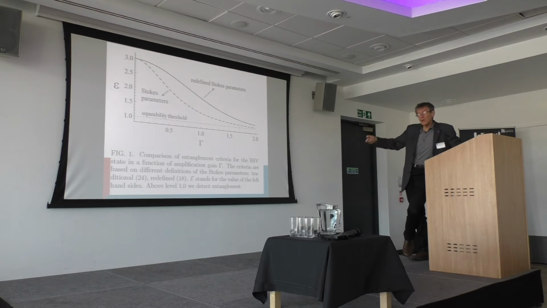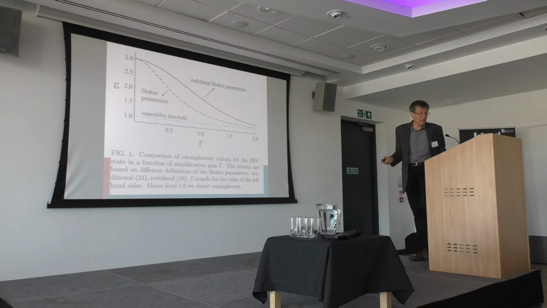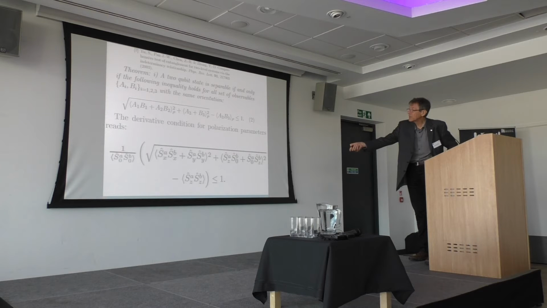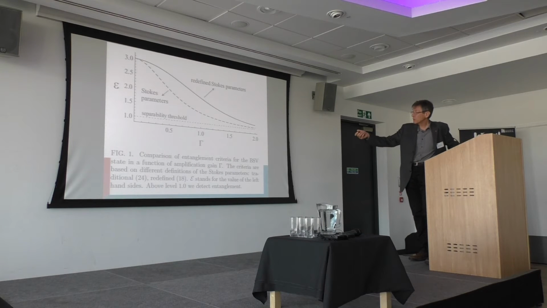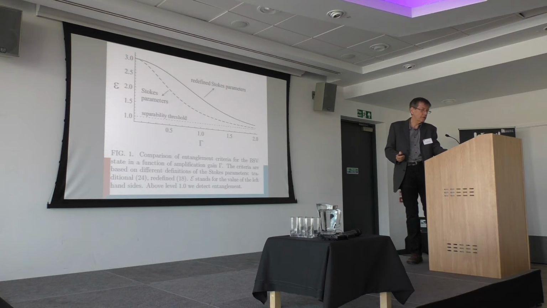we have created also the same type of entanglement conditions for all Stokes parameters. And now we can compare. So you see, with the old Stokes parameters, here is the pumping rate. Let's say that's the entanglement. That's the separability threshold. That's the value of the left-hand side in the inequality. So that's the separability threshold. With the old parameters, the violation of separability is much less pronounced than in the case of the redefined ones. So as you see, they are better.